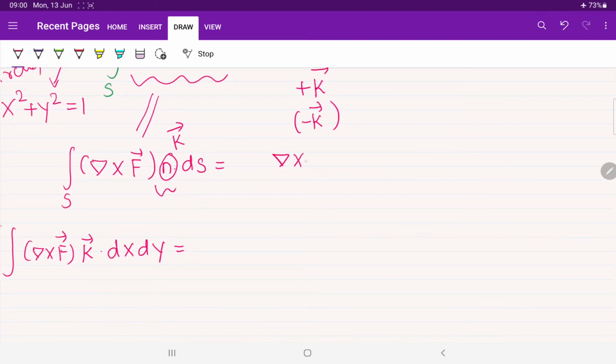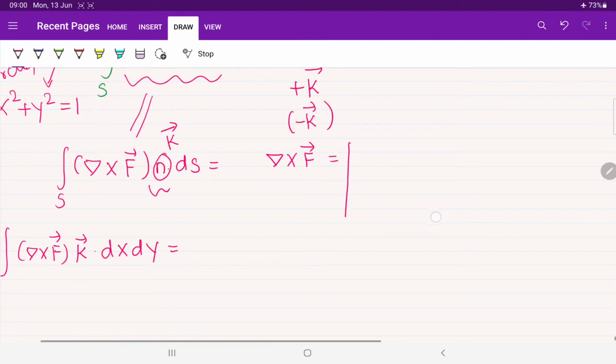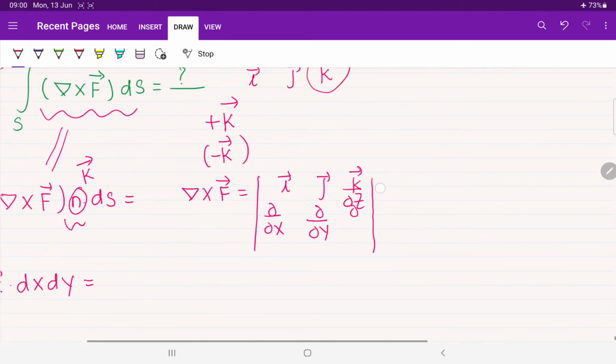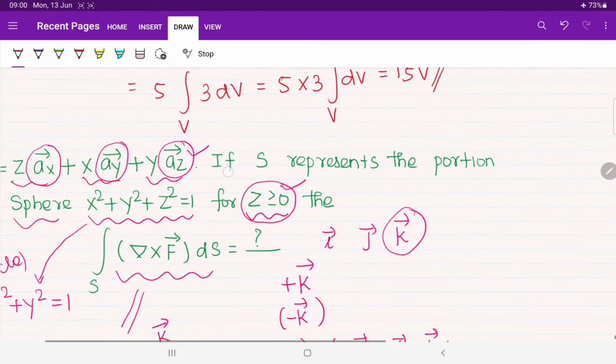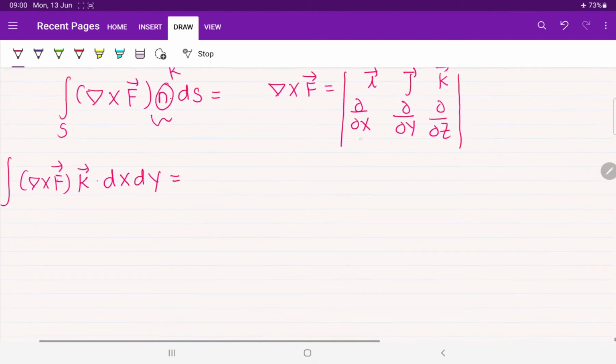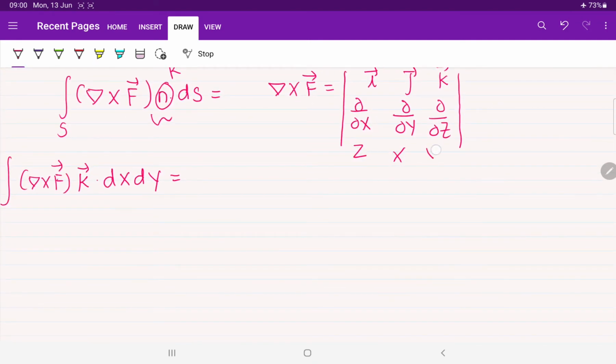Do you know how to find out the value of del cross F? It is very easy. Del cross F vector, that is curl of F vector. How will you write? We have to find the determinant. In the first row I asked you to keep i, j, k. In the second row keep dou by dou x, dou by dou y, dou by dou z. In the third row we must keep the coefficients of ax, ay, az. Coefficients are z, x, y. So here we are going to keep z, x, y.